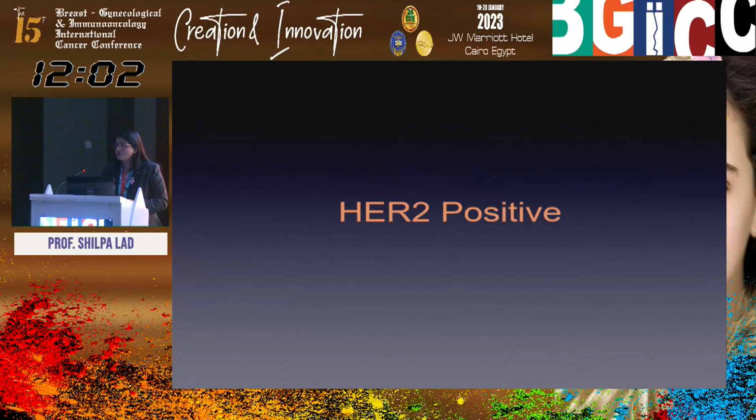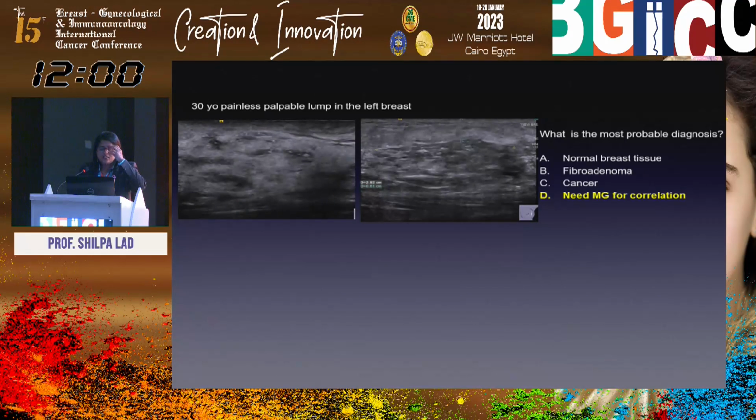What about HER2 positive cancers? This is a 30-year-old. She presents with a painless palpable lump in the left breast. Do we see anything? Do we see a fibroadenoma or a suspicious mass or anything at all that we can call a mass? Very hard to say. Very hard to say, especially on a busy day, you're wondering, what am I seeing?